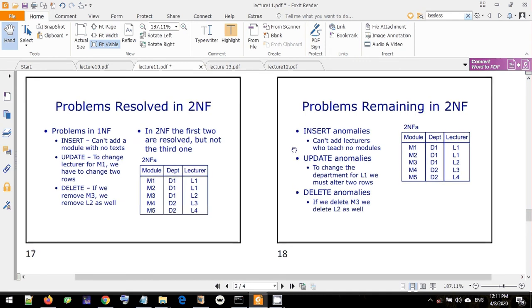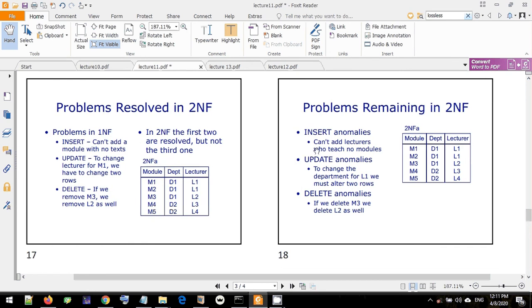So let's see other problems which are remaining in the second normal form. We still have other insert anomalies, like if we want to add a lecturer, we cannot add a lecturer without adding maybe a teaching module to that lecturer. And update anomalies, like if we want to change the department of L1 and put maybe D3, we see that there's also L1 here, so we'll be forced to equally change the department here and put the same D3, and that is an anomaly. And the delete anomaly stays the same, because if we remove M3 we remove L2, which is not the initial goal.